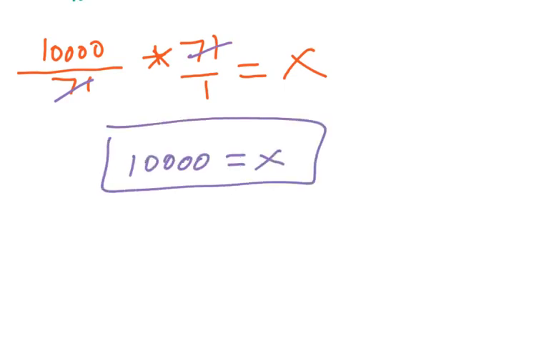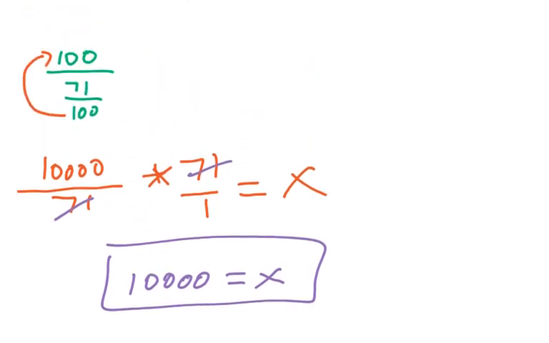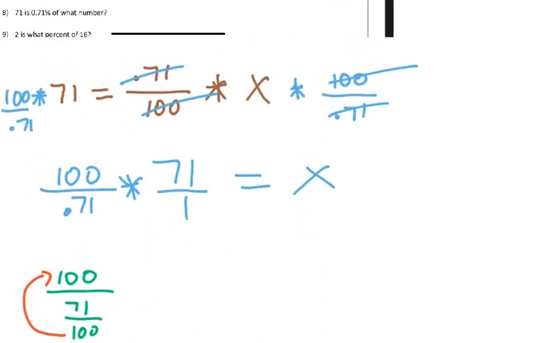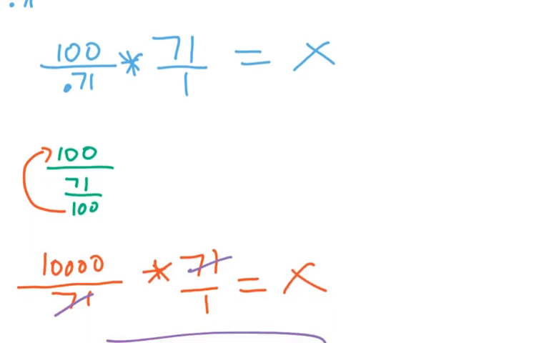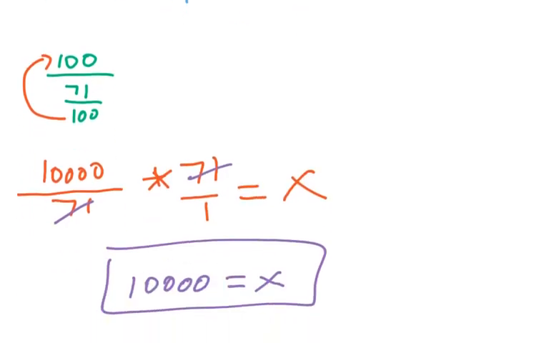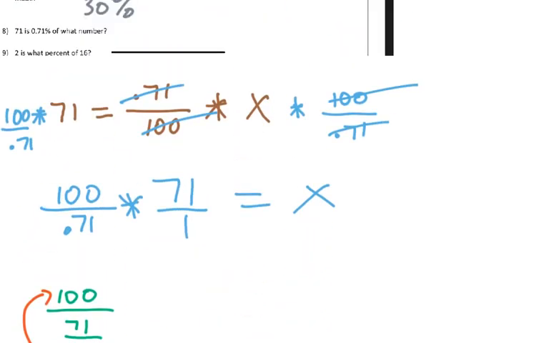So x is 10,000. So you can see that if you're comfortable with the techniques that we've learned, we can take things that look very difficult, and they actually become pretty easy to do. Notice the math itself, the numbers are big and ugly, but the math is actually pretty simple. Okay. All right. Number 9.